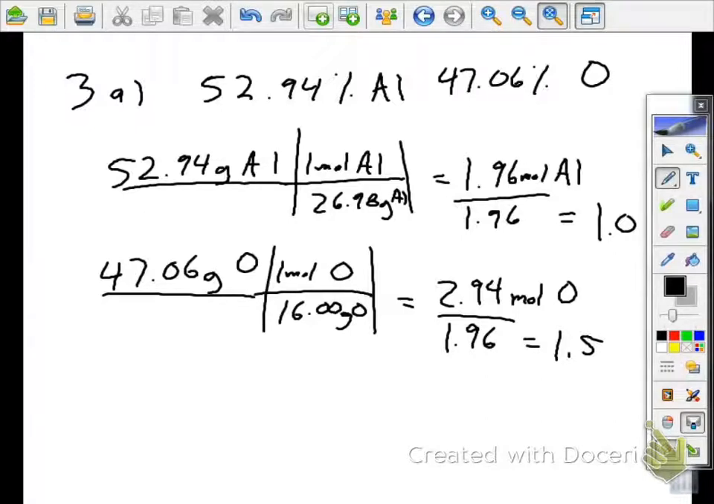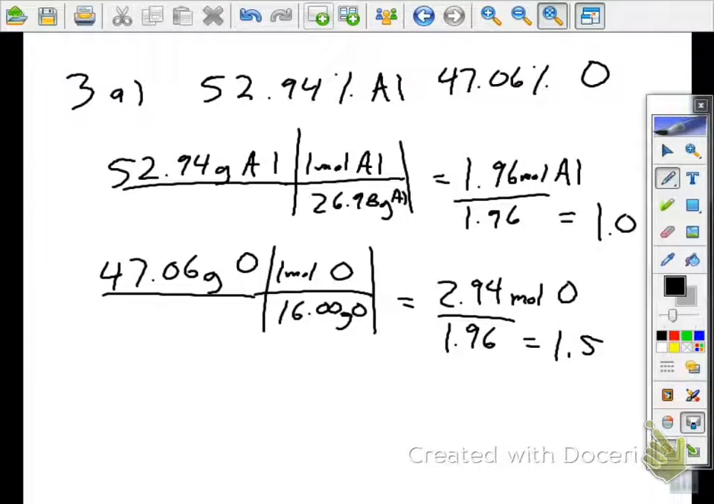So I take and divide both values by the lowest number of moles, which is 1.96. I end up with 1 mole of aluminum and 1.5 moles of oxygen. I realize 1.5 is not close enough, so I have to find a common whole number I can multiply both by to get my whole numbers derived.